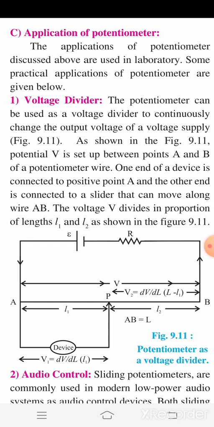in which some applications are used in the laboratory, that is, the potentiometer instrument is used to measure EMF of a cell. It is also used for comparison of EMF of two cells, and it is used to measure internal resistance of a cell. These applications of potentiometer are generally used in the laboratory, and some applications are used for practical purposes. These practical applications of potentiometer are given as follows.